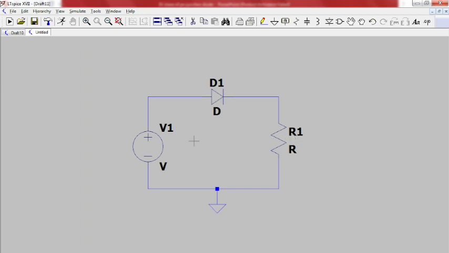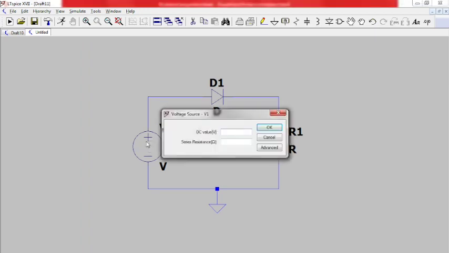For that, just bring the cursor. First, we want to change the voltage. Bring the cursor over the voltage source. One hand symbol will come, and right click. Then one pop-up will come. Just put the DC value as 5 volts. For example, here we are taking a 5 volt DC source. Just click on that.